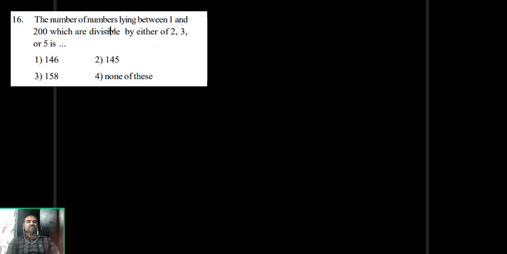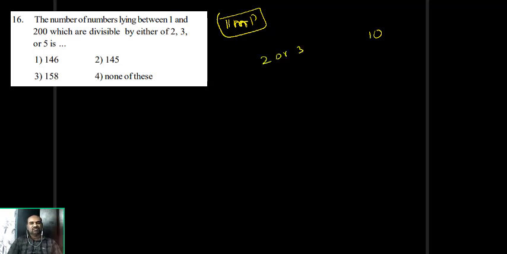Next question. The number of numbers lying between 1 and 200, not equal to 1, which are divisible by either 2 or 3 or 5. Interesting question, an important model. For example, write all the numbers below 10 which are divisible by 2 or 3.